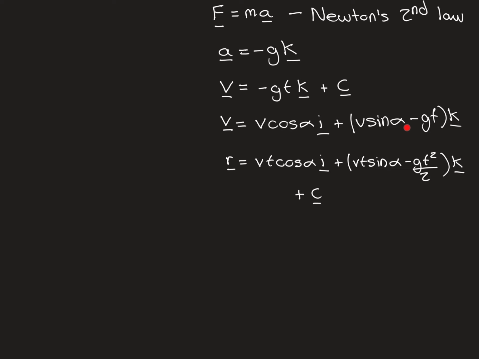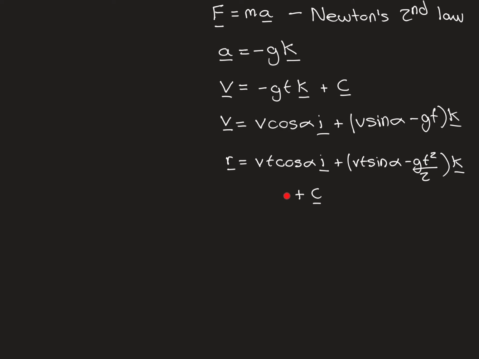So anti-differentiating this with respect to time, again this is just some constant term, so that's just going to become it times time, so vt sine alpha. And then this is a bit more interesting. So we've actually got a linear term in t, so anti-differentiating that yields t squared over 2, so raise the power and divide through by the new power. So we've now got minus gt squared over 2.